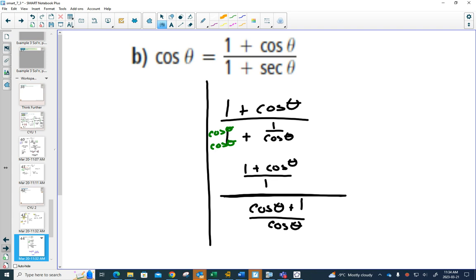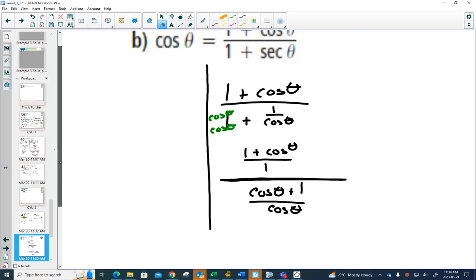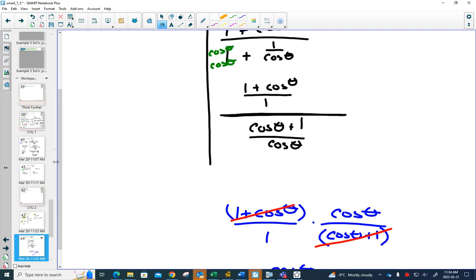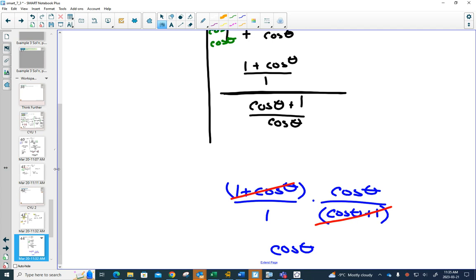And then if you have a single fraction on the top and a single fraction on the bottom, your rule for dividing fractions is to multiply by the reciprocal. Oh, look at this. I've got it written out already. So nice. So we flip the bottom fraction, and then the 1 plus cos theta would get grouped together, and it's identical to the 1 plus cos theta on the bottom. They would simplify, and we would just get cos theta. So our proof is done.